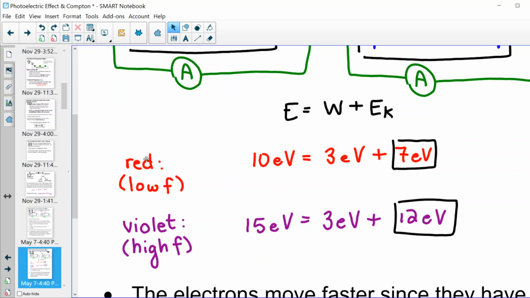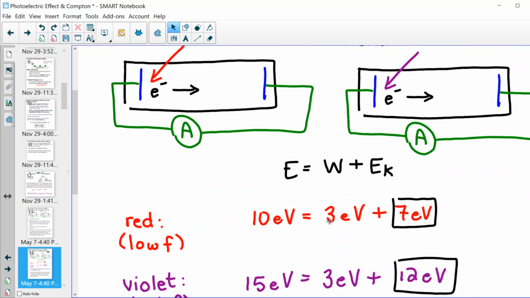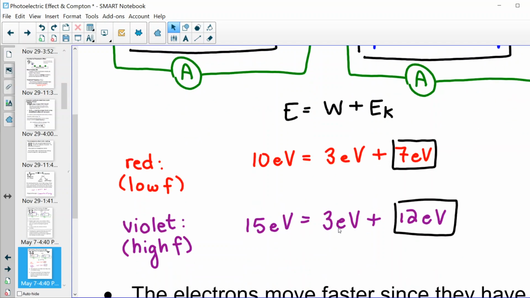But remember, because the red light has a lower frequency, that explains why it has a lower energy. Now, the work function of the metal is the same either way, because work function is a property of the metal, so it's not going to change just because I change the color of the light. So let's say this particular metal has a work function of 3 electron volts. So either way, 3 electron volts is going to get used up to free the electrons, and whatever is left over is going to become kinetic energy. So the electrons that are freed over here from the red light are going to be traveling slower, and the electrons that were freed by the violet light are going to be traveling faster because they have more kinetic energy.